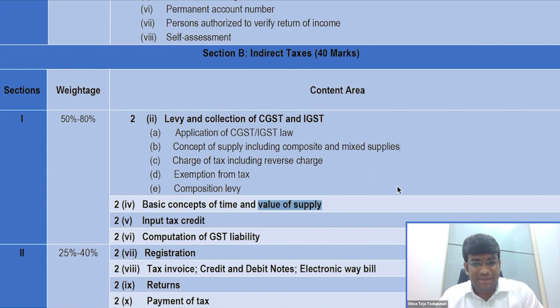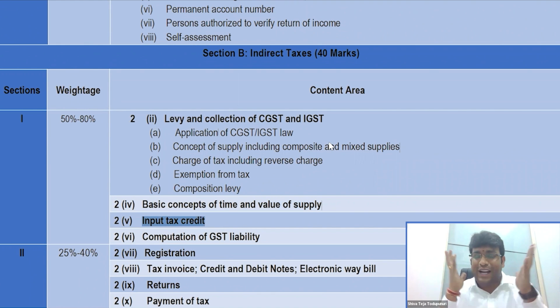Yes, fantastic. Next topic, my dear friends: input tax credit. No doubt about it, a minimum of 8 to 10 marks will come from this topic. One of the most crucial and important topics, for the simple reason that we have sections 16, 17, 18, 19. Correct? Section 16 deals with what? Conditions to claim input tax credit.